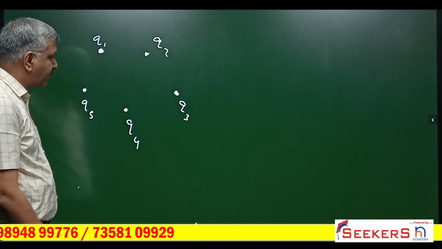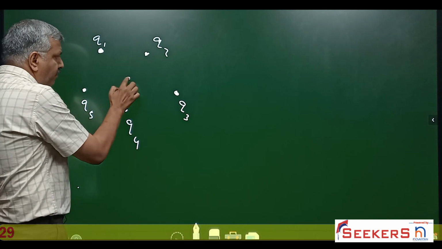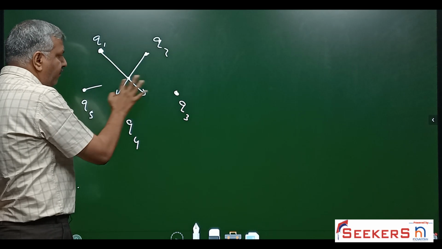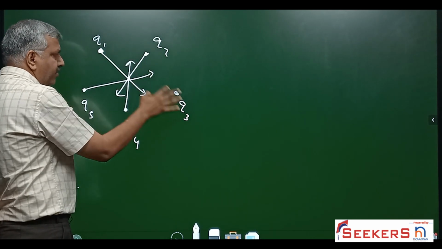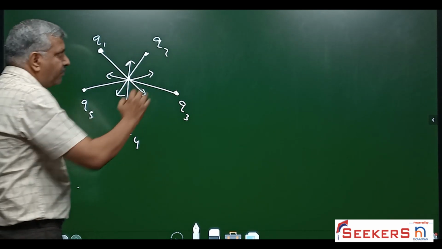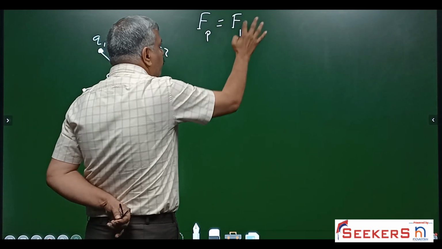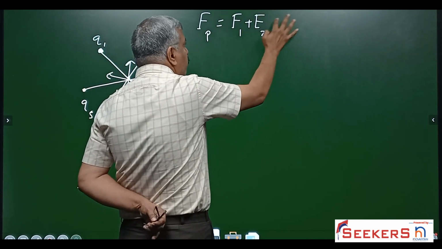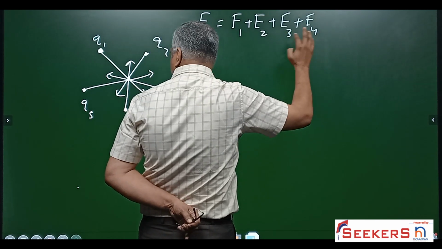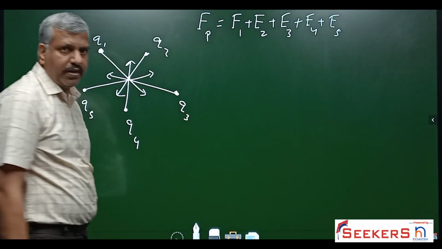Suppose there are these 5 charges which are present here in space. Let's talk of any point here. The electric field at any point will be equal to the sum of electric fields due to the individual charges. Assume these are all positive charges, so the electric field here will be the sum. Electric field at point P is equal to the electric field due to 1 plus the electric field due to 2 plus the electric field due to 3 plus the electric field due to 4 plus the electric field due to 5. There are 5 charges. So this is what it is.